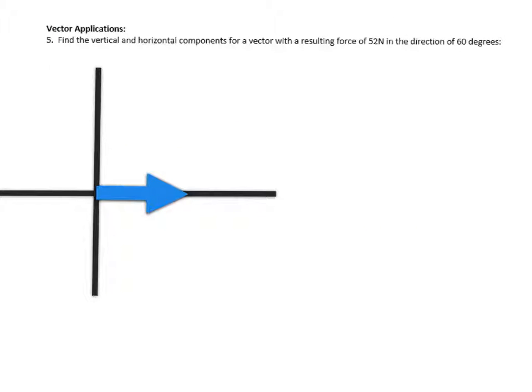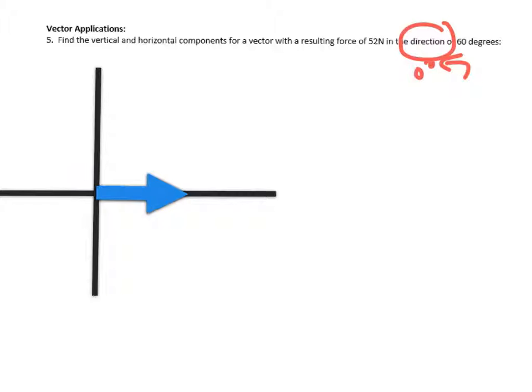Next, I want to find the vertical and horizontal components for a vector with a resulting force of 52 newtons in the direction of 60 degrees. So first, if it says the word direction, basically that means you go from 0 degrees counterclockwise, like you do a normal unit circle. Direction always means from 0 going around.